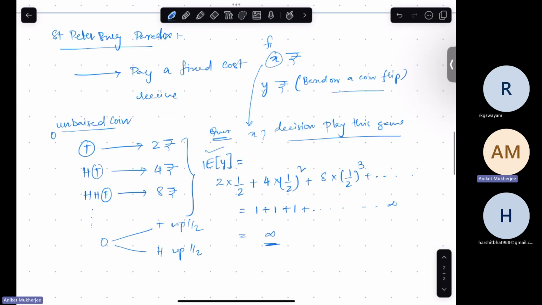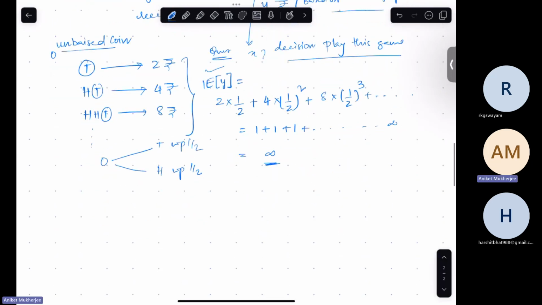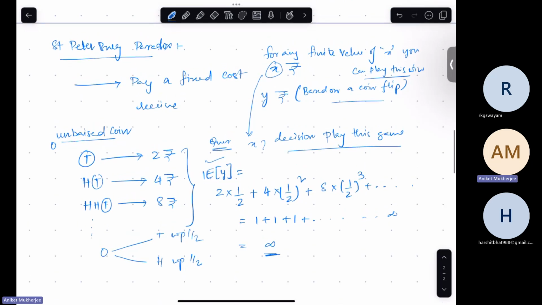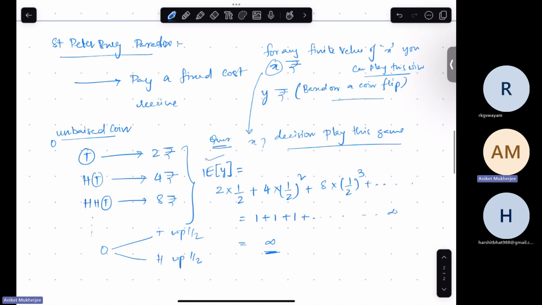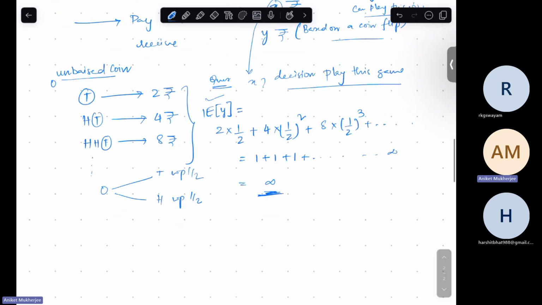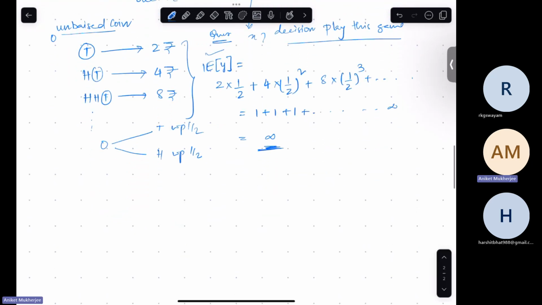That means for any finite value of X, you can play this game and win. But what happens is that people usually don't win if they play this game. If X is really high, then you start losing the game, and you will lose it very quickly. But that doesn't come up if you just take your decision based on the averages that you've calculated. So why is this happening here?